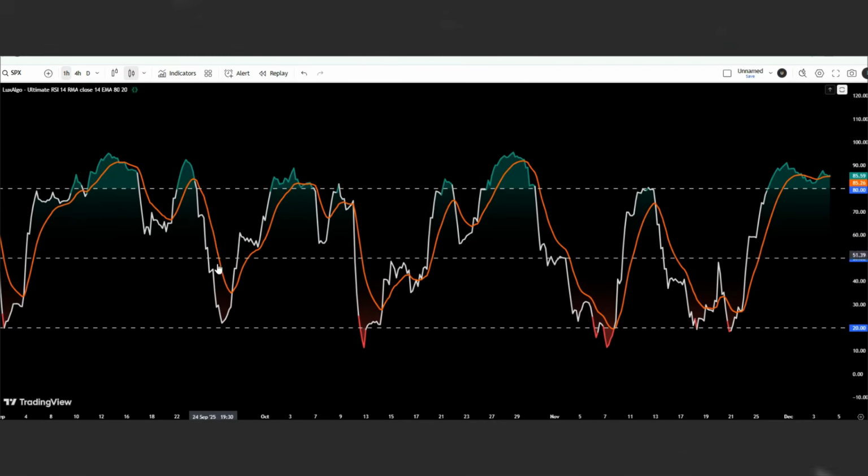After you add it, you will see two lines on your chart, the white Ultimate RSI line and the orange signal line, which is a 14-period moving average of the RSI line. There's also a center line at 50 to help us see the trend clearly. And don't forget the overbought and oversold levels set at 80 and 20.